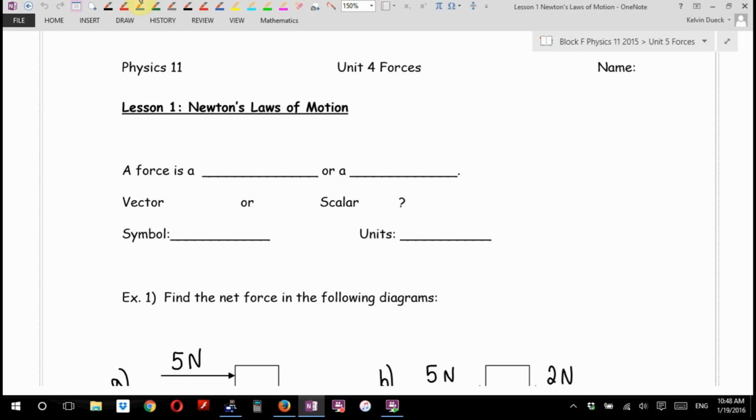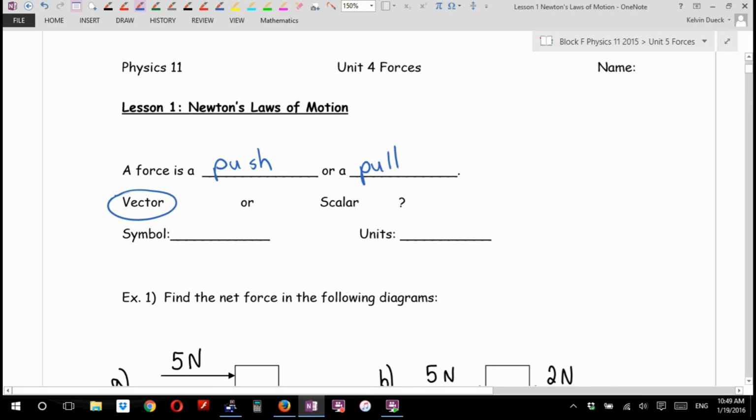A force, it's a push or a pull. There are better mathematical physicsy definitions. In fact, if you go to second or third year university physics, you'll say there are only 4 fundamental forces, and all the forces that I'm teaching you are combinations of those, if you really want to go down to first principles, but we're not going to get into that detail. Force, vector or scalar? Most definitely a vector. Direction is going to hugely matter.